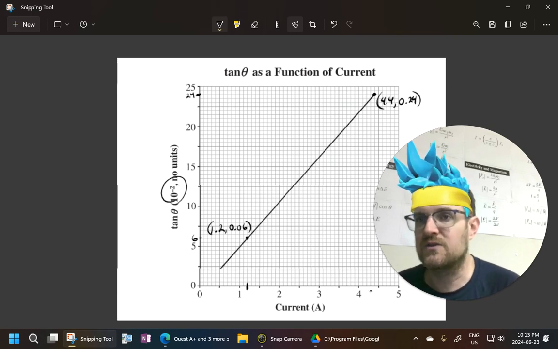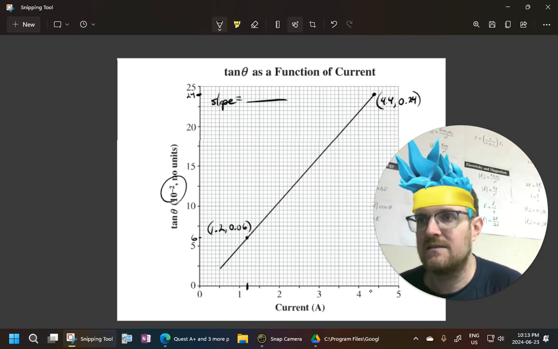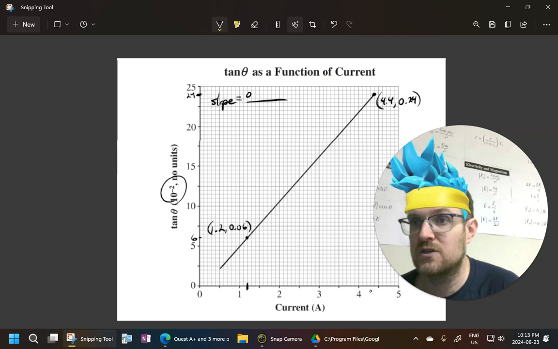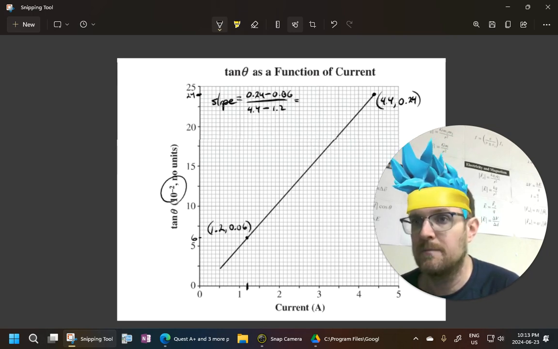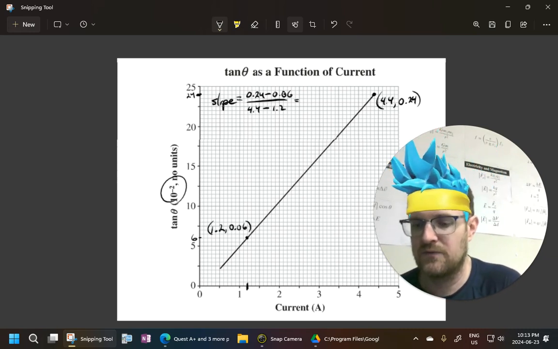So if I find the slope of this graph, let's do the slope calculation here. My rise, my y value, is my final minus my initial. I'm just going to do it that way: 0.24 minus 0.06. All right. My run, I'm going to have 4.4 minus 1.2. All right. Let's see what my slope is going to be here: 0.24 minus 0.06 divided by 4.4 minus 1.2. All right?